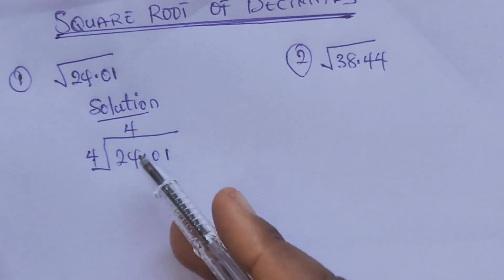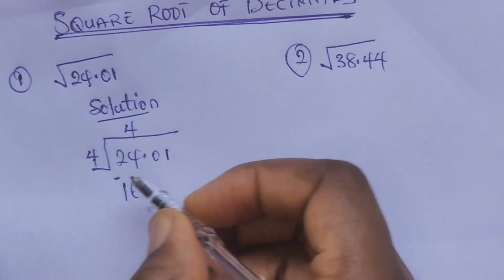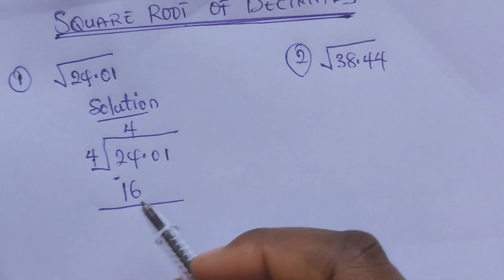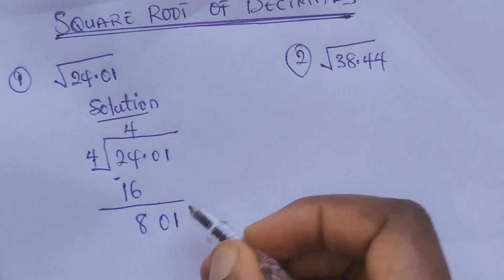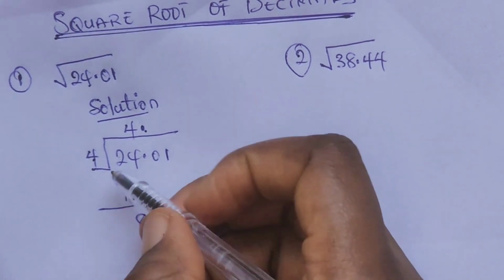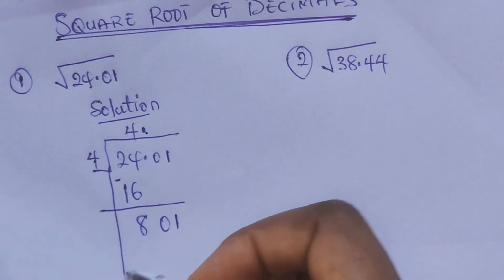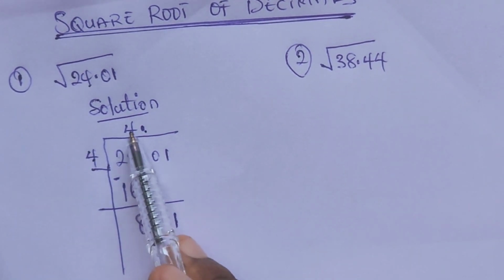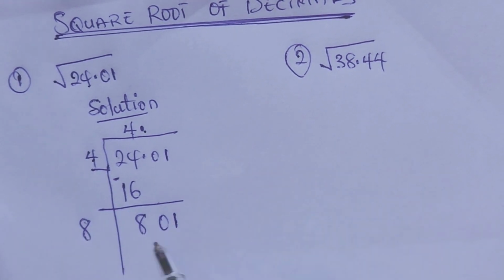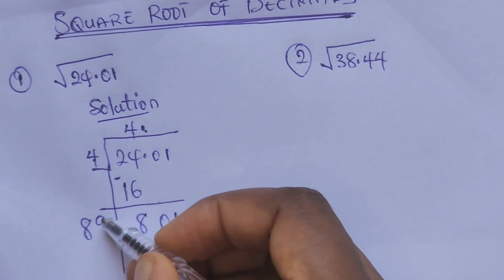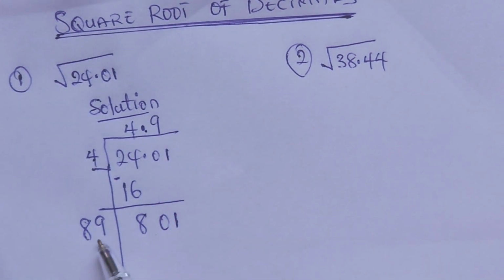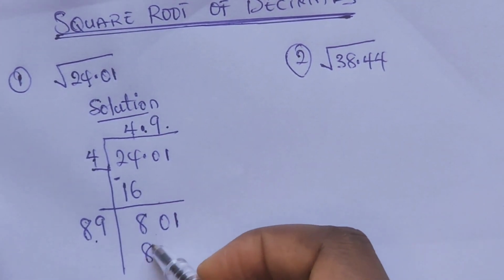So we have 4 times 4, 16, and when we subtract 24 minus 16, we have 8. We bring down our 0 and 1, the decimal point here. Twice of 4, that's 4 times 2, we have 8. Now the multiples of 8 that is closest to 8 is 72, and 8 times what to give us 72, that's 9. We have 9, and we have 9 here. 89 times 9, we have 801.